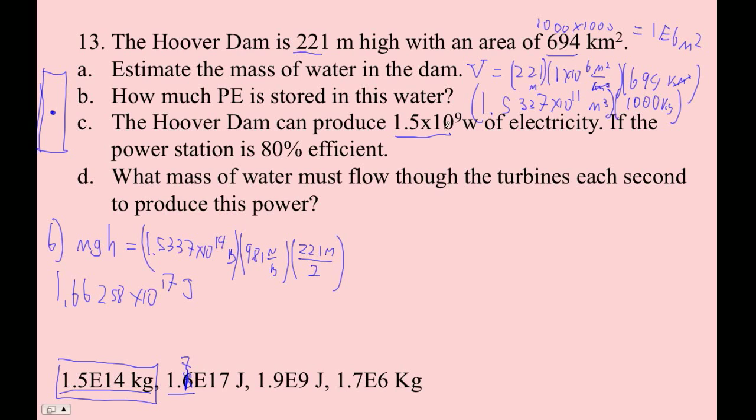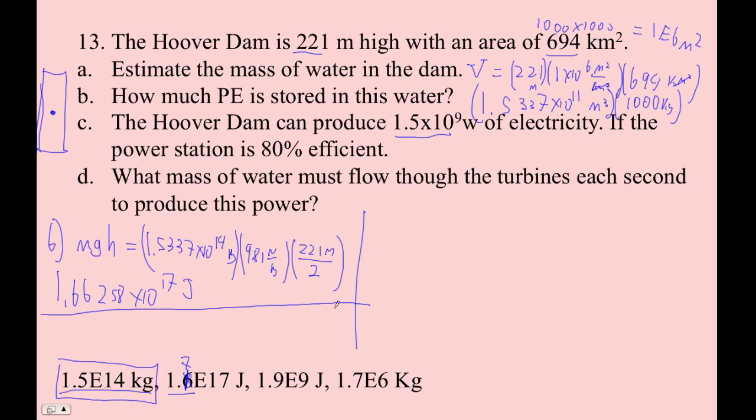Okay, what's the question? The Hoover Dam is 80% efficient. How much PE must be lost per second from the water to produce this power? That's the question, right? Does it say in an hour? No, per second. So we want to know if it's 1.5 times 10 to the 9th watts, basically, the question is, what is the power input if it's 80% efficient?